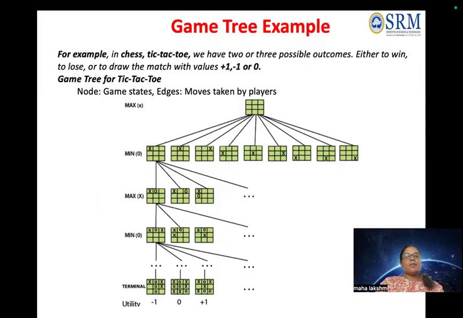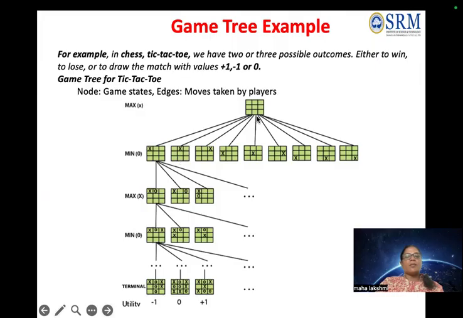And a game tree example with respect to the tic-tac-toe problem. For example, in chess or tic-tac-toe, we have three possible outcomes: either to win, to lose, or to draw the match, with values +1, -1 or 0. If you look into the tic-tac-toe game tree, it will have edges, which are the moves taken by the players. The first player will be referred to as max. The two players involved in tic-tac-toe are X and O. If X is considered as max, O will be considered as min. Alternately, max and min will be playing their options.